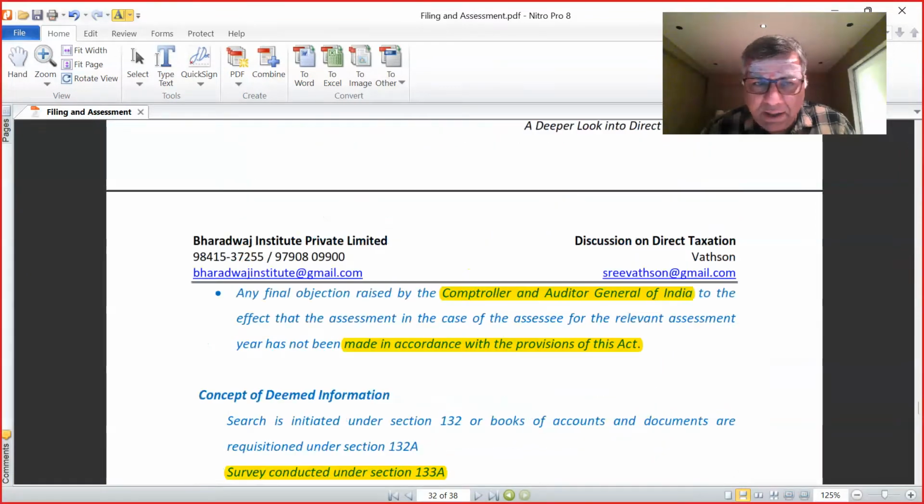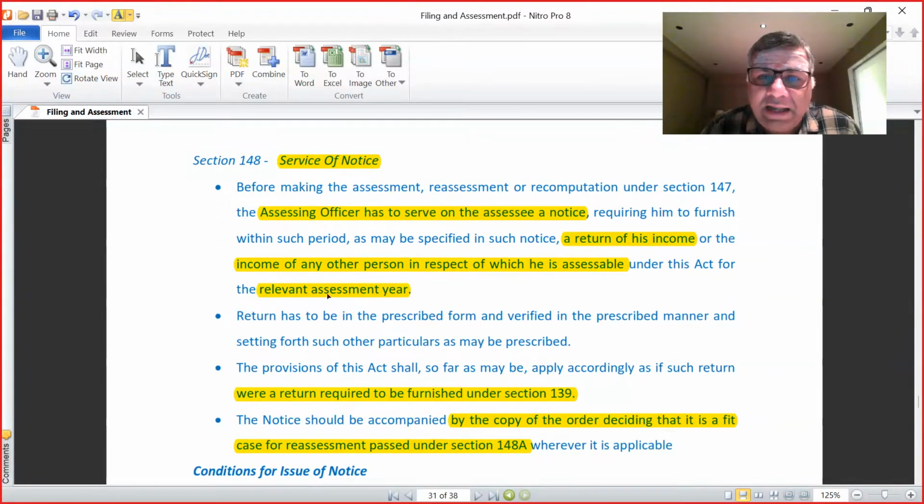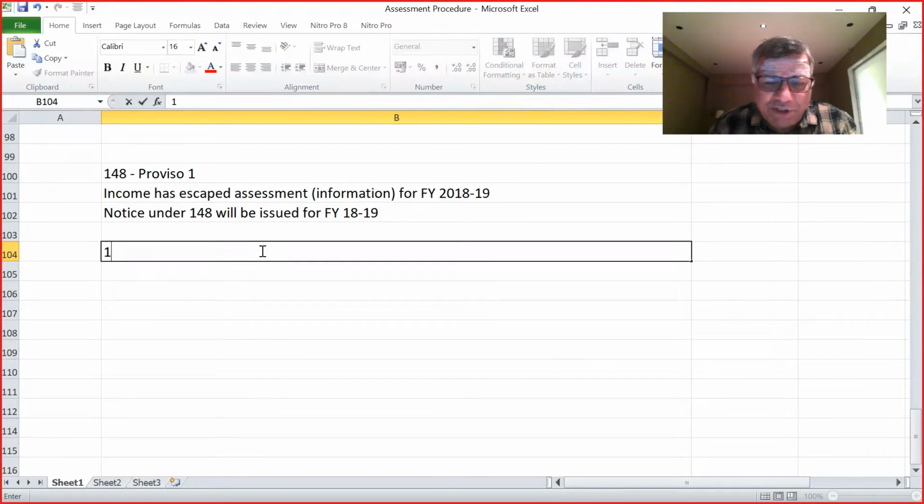I'm coming back. The law says, relevant assessment year. The assessing officer has to serve a notice on the assessee, requiring him to furnish a return of income for himself or any other person under this Act for the relevant assessment year. The year for which I have the information that your income has escaped assessment, for that year I will do that. Yesterday I was telling this to you.